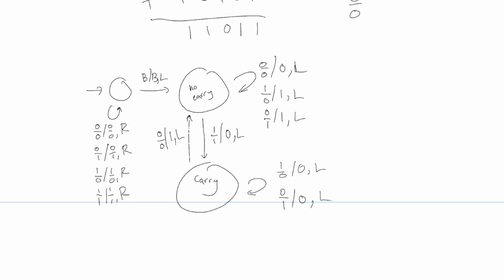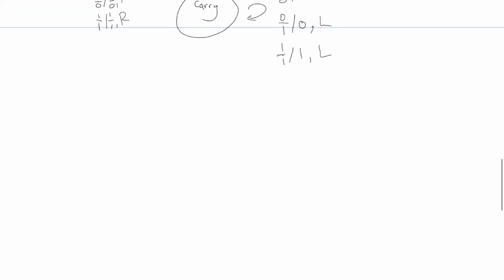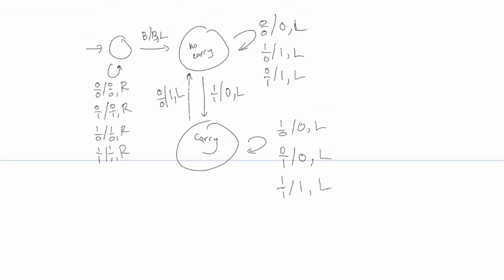And then what about 1 and 1? If I have 1 and 1 with a carry, that's a total of 3 I'm adding up. And so 3 in binary looks like 1, 1, which means I write a 1 in this position and I also carry to the next one. So that goes here also. 1, 1, 1, L, like that. All right.